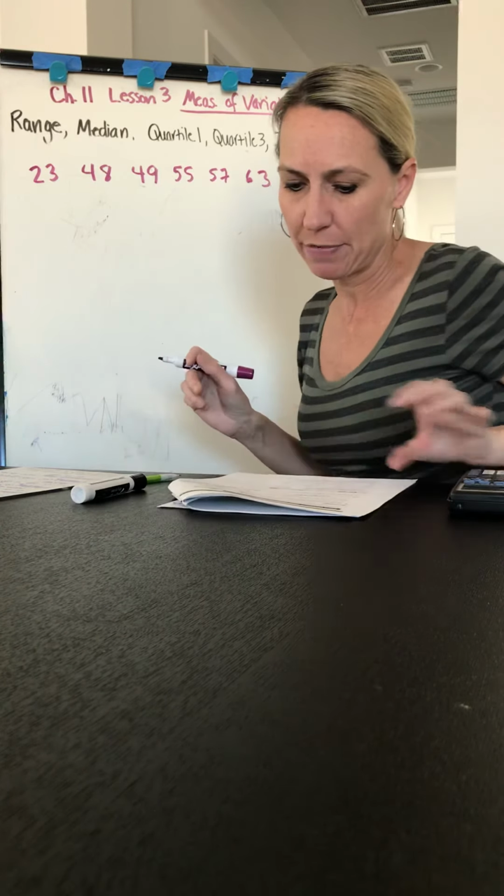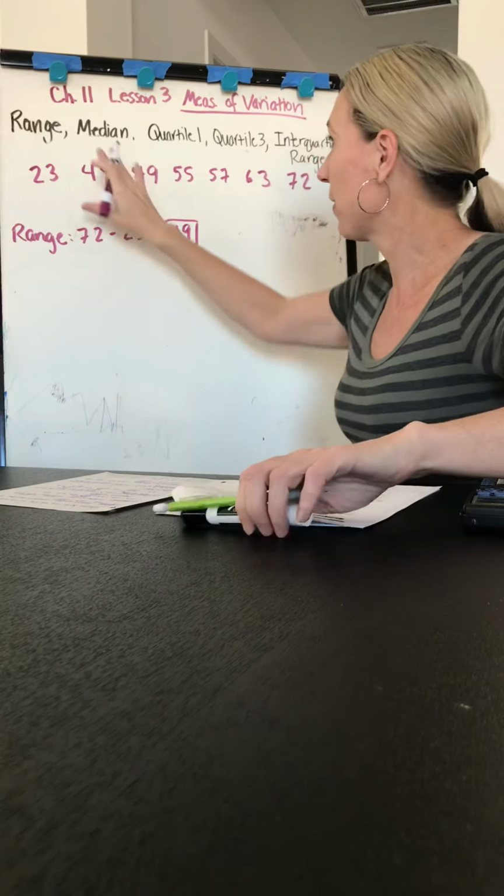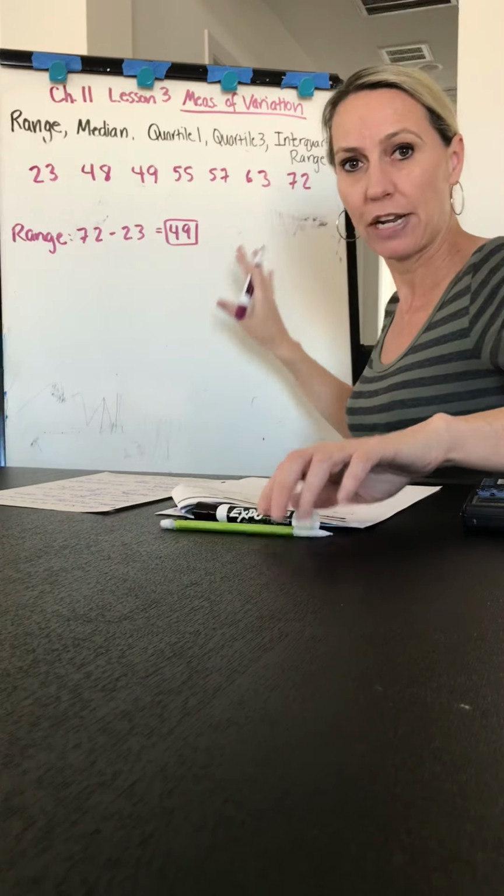So we're going to do 72 minus 23, okay, and I get 49. Okay, and I don't think they asked you in this question, but they will. I just want to make sure you know how to do all of these things for any set of data.